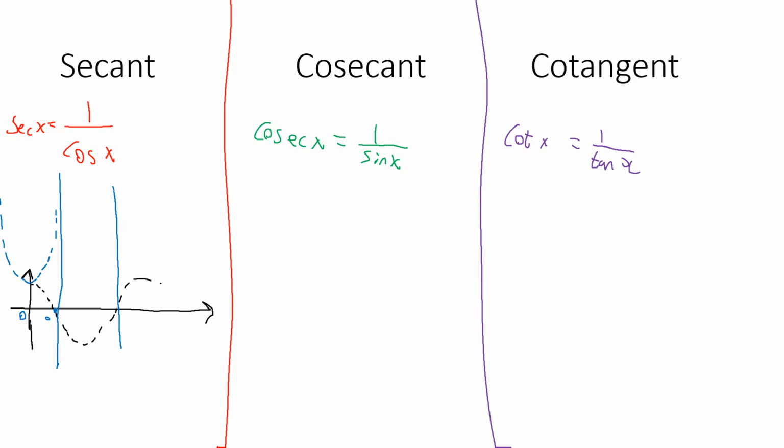So if this is 90 or pi over 2, it never touches that asymptote because you can't divide by 0. Same with the negative. It's going to look something like that. And on the other side, it's going to look something like this. Okay? Alright.